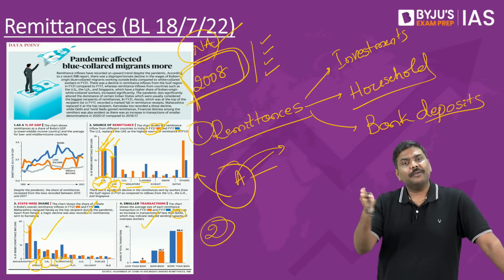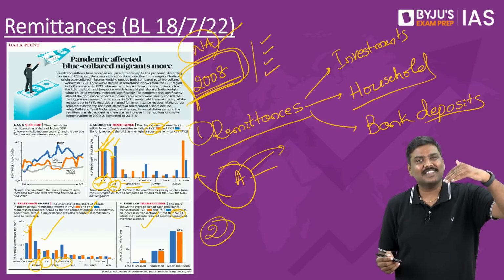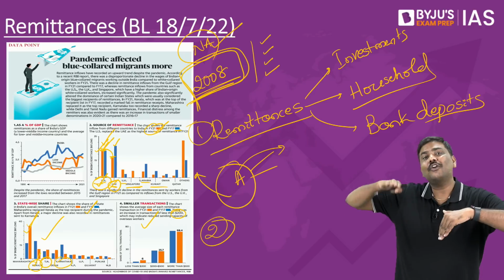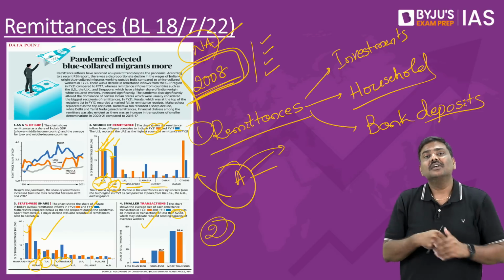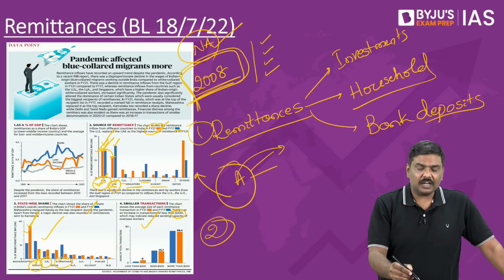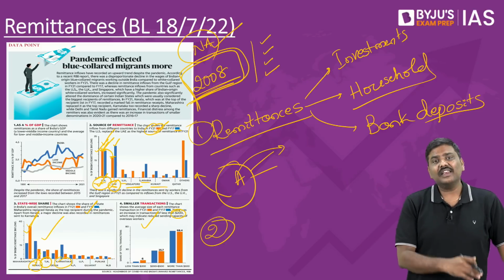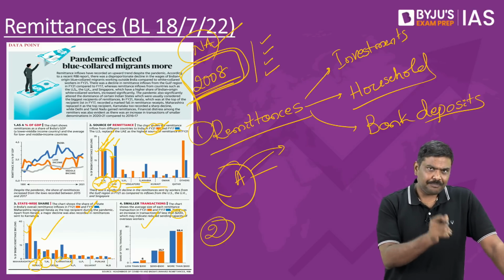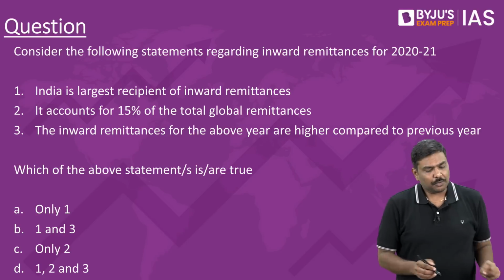But over a period of time, that is post the global financial crisis, the contribution from these particular countries has come down. When I say contribution, I mean in terms of percentages, proportion. So the percentage contribution of inward remittances from the GCC countries actually has increased. So these are the various concepts, or let's say the points regarding remittances. Please go through them. One MCQ.